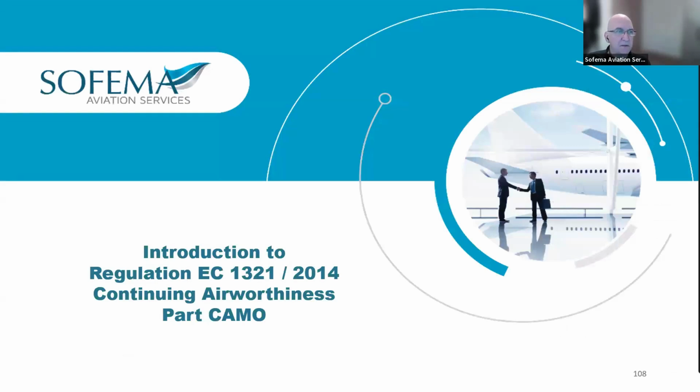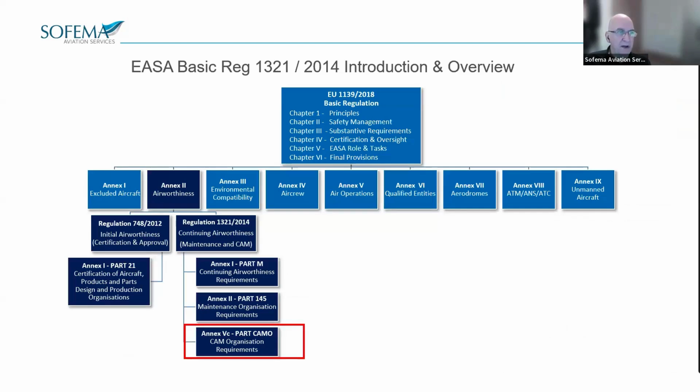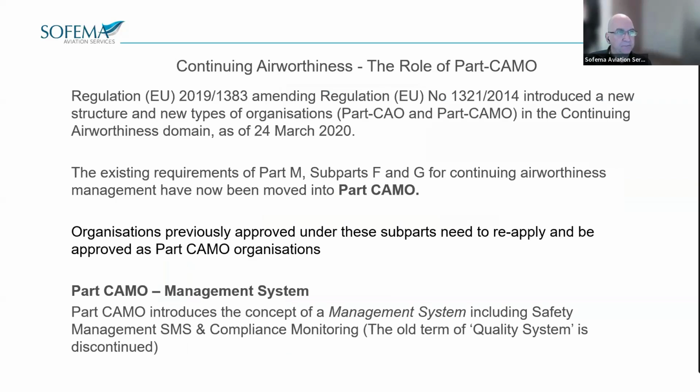We're now going to move on to the Part CAMO regulation. Part CAMO is found in Annex 5C under Regulation 1321/2014. This is basically a new type of CAMO organisation to replace the one that we've previously looked at under Part M. Part CAMO is actually a separate annex to the regulation under 5C and establishes the requirements for an organisation to be able to carry out continuous airworthiness management on behalf of an operator, including requirements for qualification and privileges.